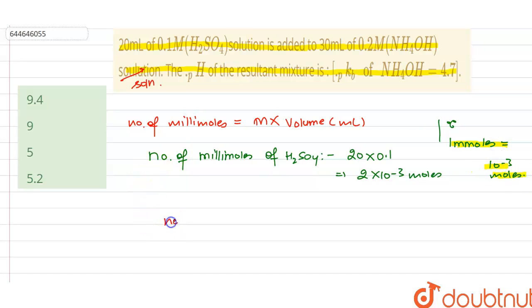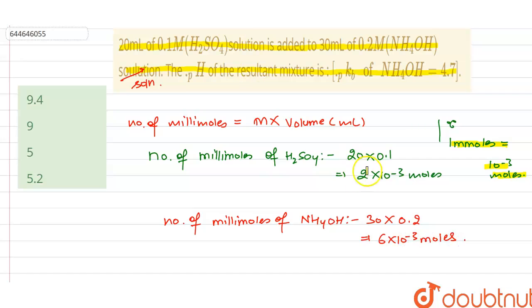Now the number of millimoles of NH4OH we can find similarly. It will be 30 ml multiplied by 0.2 molarity. On solving it, we get 6 millimoles, that is 6 multiplied by 10 to the power minus 3 moles. So these are the moles of H2SO4 and NH4OH respectively, where H2SO4 is a strong acid and NH4OH is a weak base. These are things which must be kept in mind.